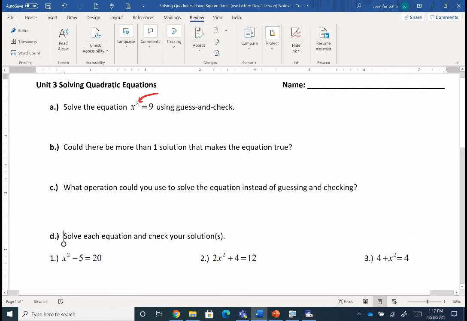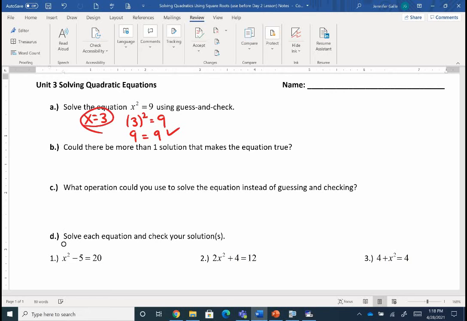X squared equals 9. We're just going to do a little guess and check. So can you guys think of any numbers that when I square them, the result would be 9? 3. Okay, let's try 3. So if we think x would equal 3, that's our guess. Now we check it. We put 3 in for x, which would then be squared. Does it equal 9? 3 squared means 3 times 3. 9 equals 9. Yep, 3 would be a solution.